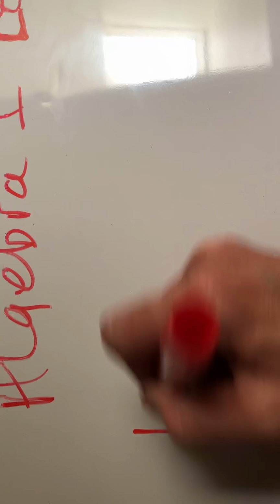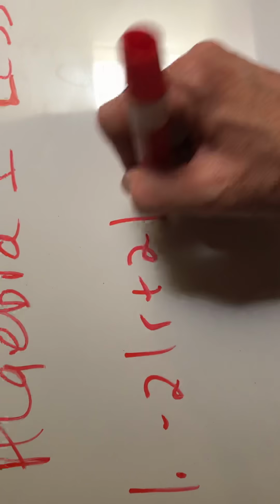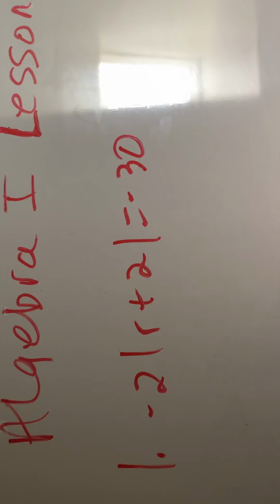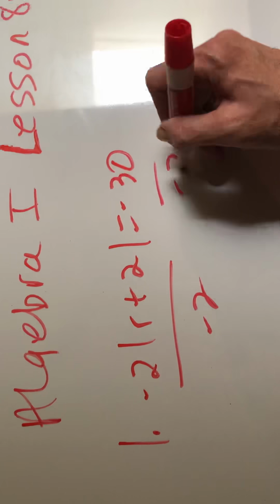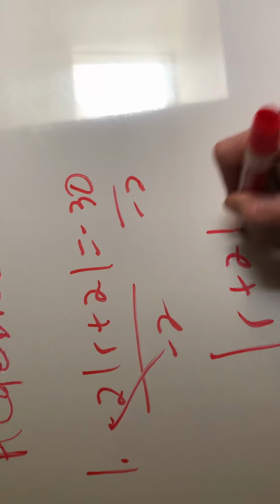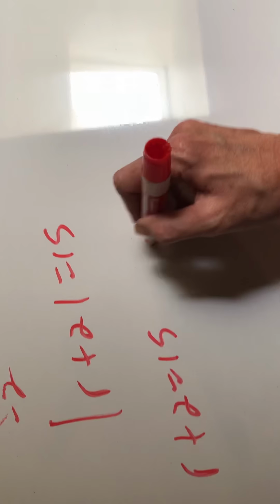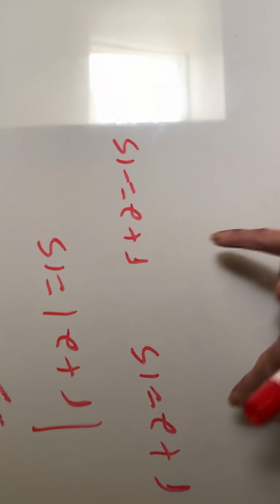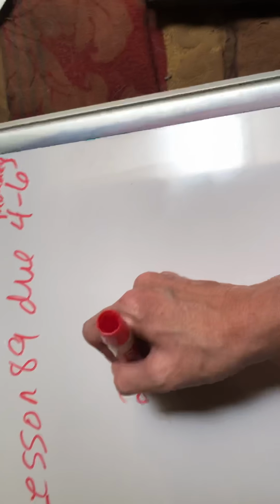Okay, then on the homework, a couple of things on the homework that I want to talk about. One, like number 1, -2 times the absolute value of r plus 2 equals -30. So the first thing you need to do is divide by -2. So you'd have absolute value of r plus 2 equals 15. Then you set up 2 equations. R plus 2 equals 15. R plus 2 equals -15. And you solve those 2 equations. You can finish those on your own now. Make sure you finish them.